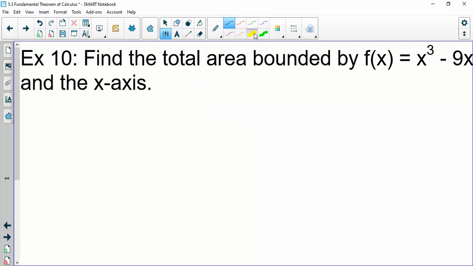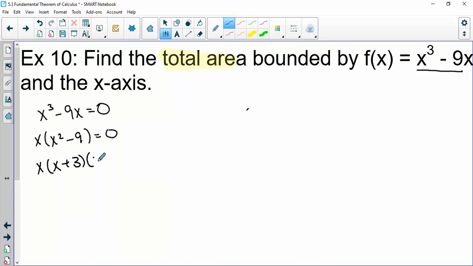Find the total area bounded by f of x equals x cubed minus 9x and the x-axis. So let's think about a picture here. Let's find out where that hits the x-axis. Let's see when that equals 0. x squared minus 9 factors into x plus 3, x minus 3. So my x-intercepts are 0, 3, and -3.